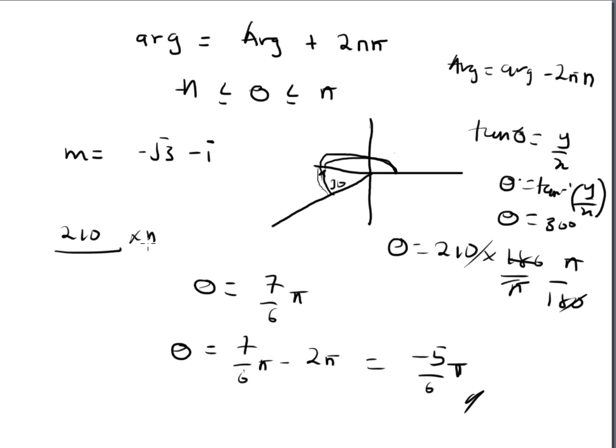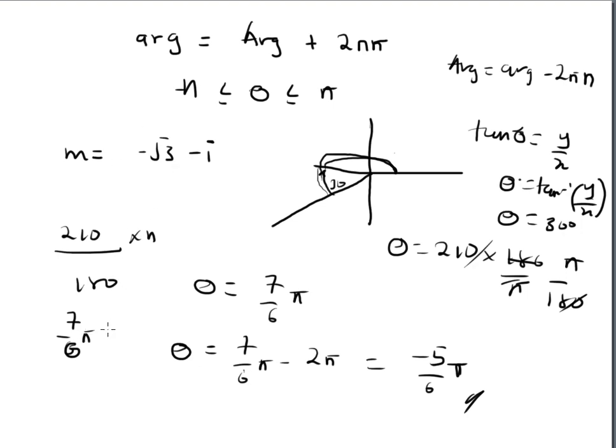We multiply by pi on 180, and this gives us 7 pi on 6. And this is our argument. Why? Because it doesn't fall in the interval we've been given, negative pi less than or equal to theta less than or equal to pi. So we subtract multiples of 2 pi from it until we get a number that falls in that interval.